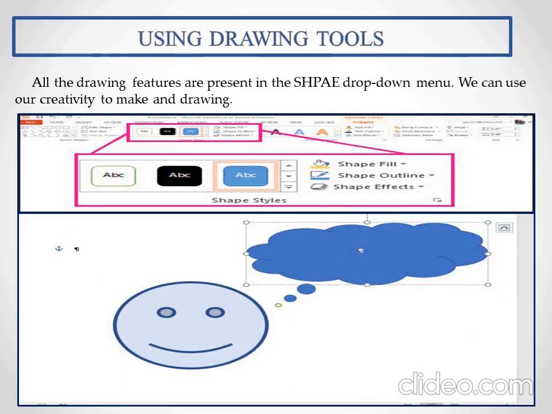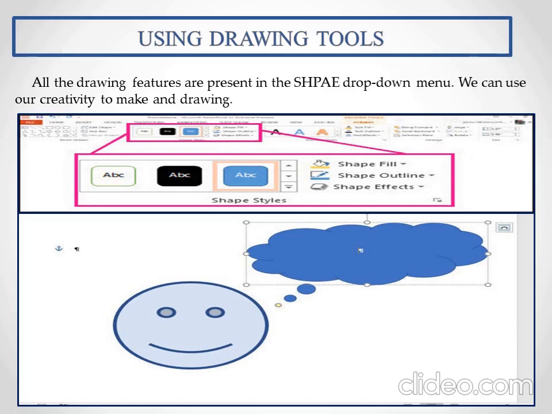Drawing tools. So you all know in painting we have certain drawing tools and options. But if you have missed your MS Paint, here also there are a few options available in MS Word, drawing tools. With that you can create your own shape. With lots of shapes you can create your own diagram. Say a triangle, a rectangle, you can create a house, any kind of shape. So all the drawing features are present in the shape drop menu, and we can use our own creativity to make any kind of drawing.